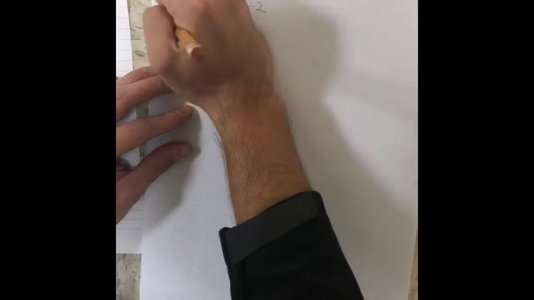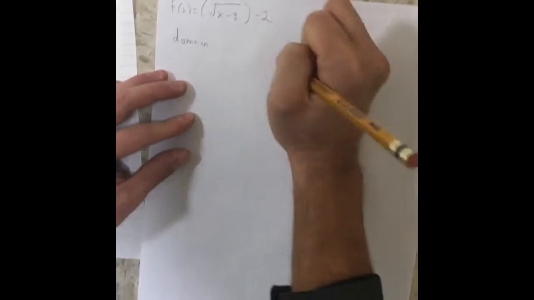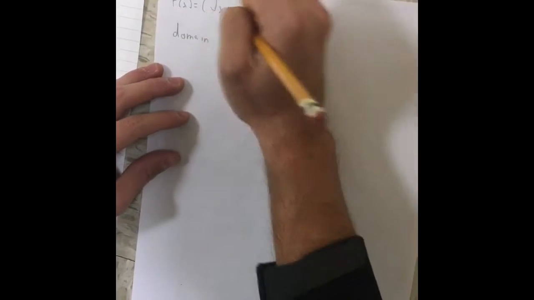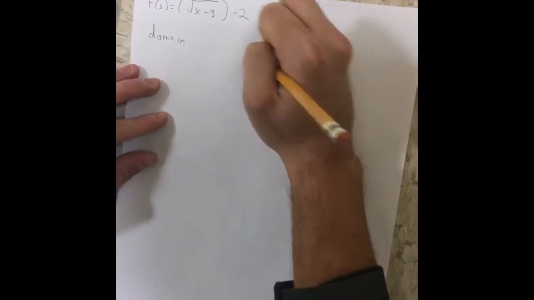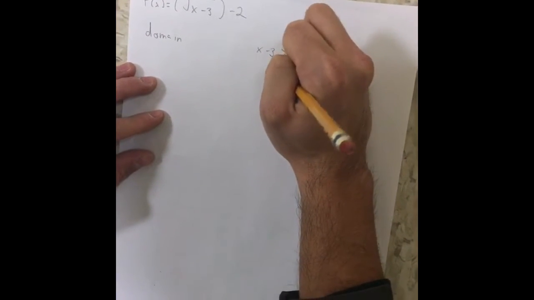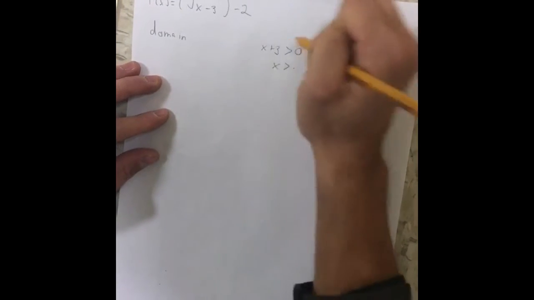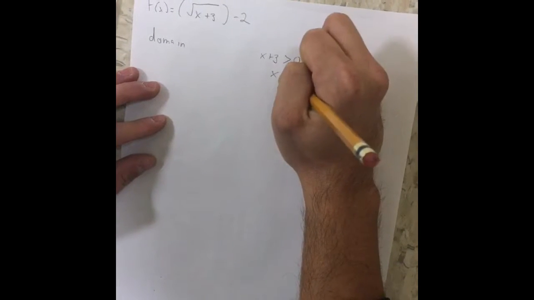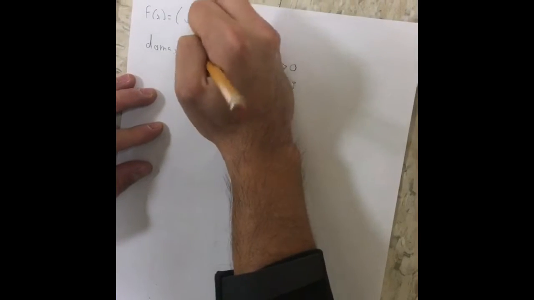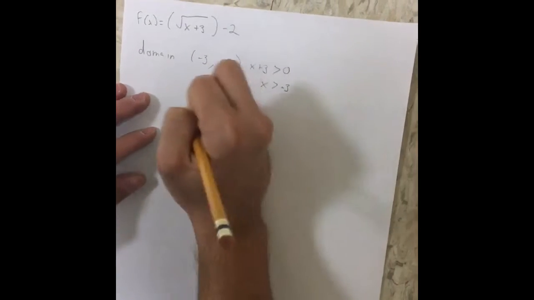And I've been asked to find the domain. And for this, we're gonna set x minus 3 greater than 0. So for x, I get x greater than 3. So the domain is going to be negative 3, comma, infinity.